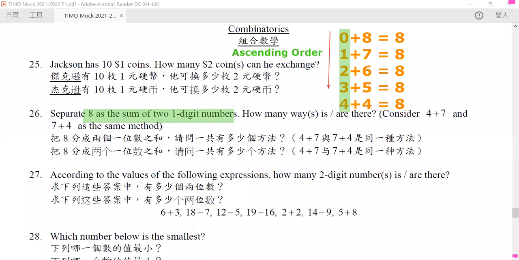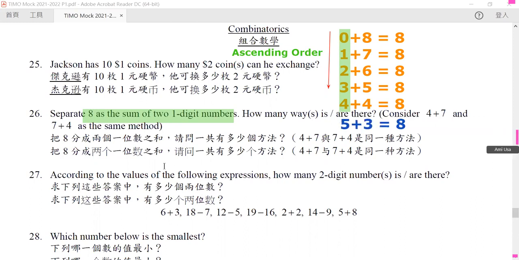Okay, so in here we will start from the smallest one-digit number, which is 0. So it will be 0 plus 8, and then 1 plus 7, 2 plus 6, 3 plus 5, 4 plus 4. Now the next one, following the pattern, should be 5 plus 3. But 5 plus 3 is equal to 8 and is not acceptable. Why?